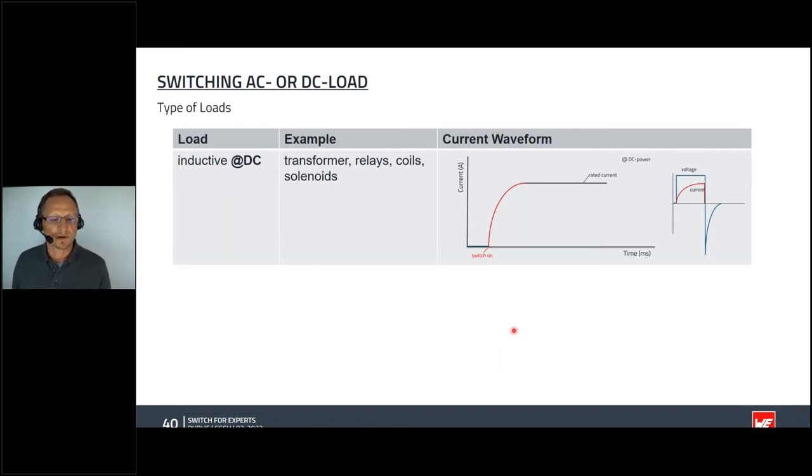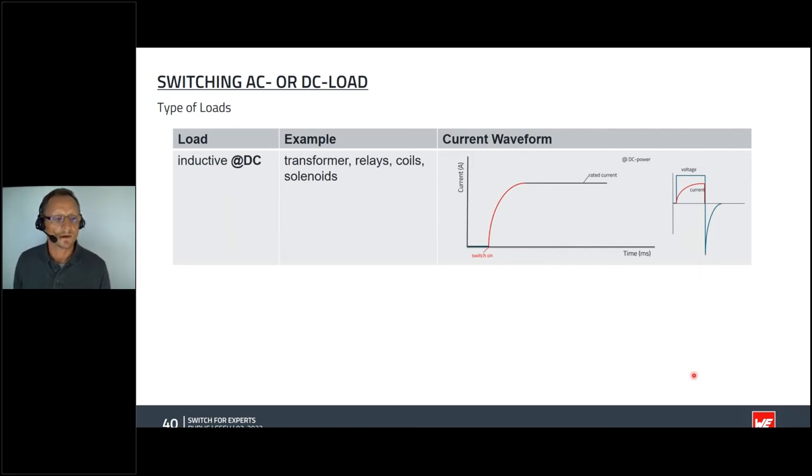When you switch off, a spike is created by induction. That's what you see here. And this can result in a really high voltage transient. The effect is used in ignition coils in combustion engines, like in cars, for example. But it could also do harm to the switch by generating a spark here.